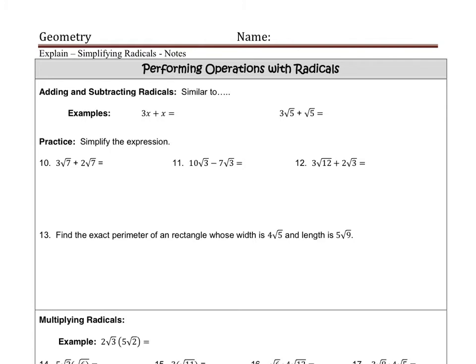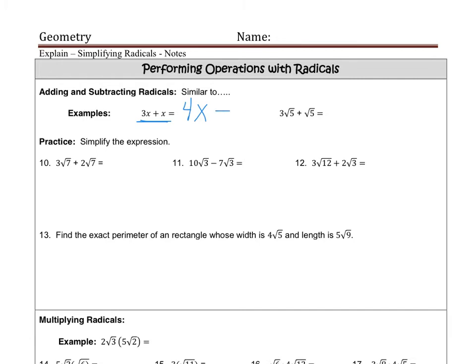So remember, it's like terms. Well, same thing with radicals. You have to have like radicals to add. For instance, they've got an example just like I'm talking about. Notice I have 3x plus x. Well, that's just like going 3 plus 1, which means I have 4 x's.